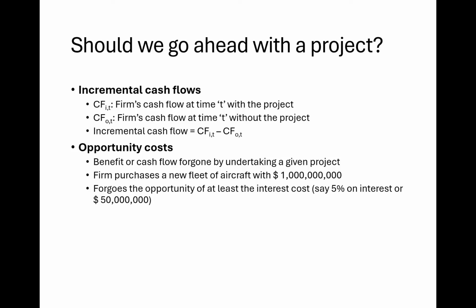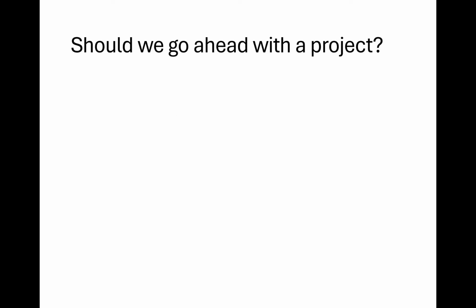So opportunity cost is the benefit or cash flow that's foregone by utilizing those resources for something else. For example, let's say a firm is investing $1 billion in purchases of new aircraft or creation of a hub, or simultaneously purchasing new aircraft and creation of a hub. It foregoes the opportunity of investing it in something else. So let's say it misses out on the opportunity of investing in government bonds for 5% interest. So that's $50 million per year.